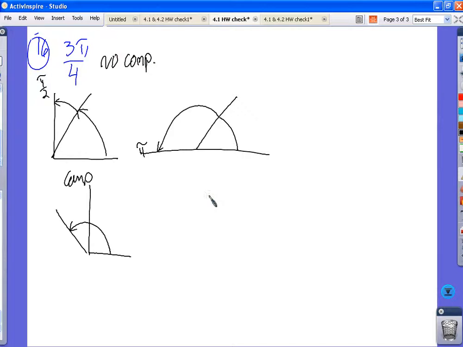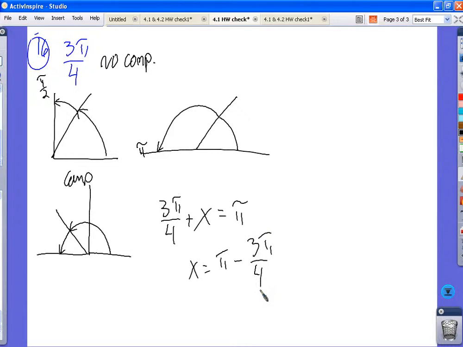But a supplement. Could we get a supplement? Could we go to pi? Yeah. We have a little bit more to go to get to pi. And how far would that be? Pi over 4, right? You can look at it this way: 3 pi over 4 plus some angle needs to be pi. So that angle must be pi minus 3 pi over 4. So x must be equal to 4 pi over 4 minus 3 pi over 4, so pi over 4.